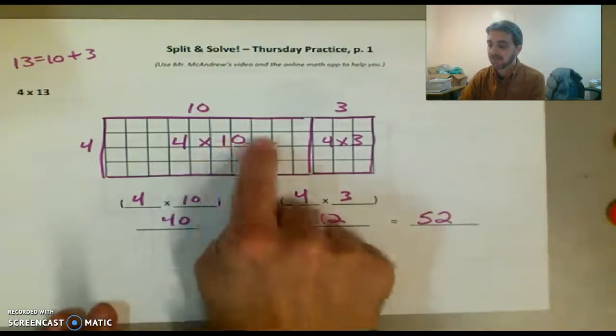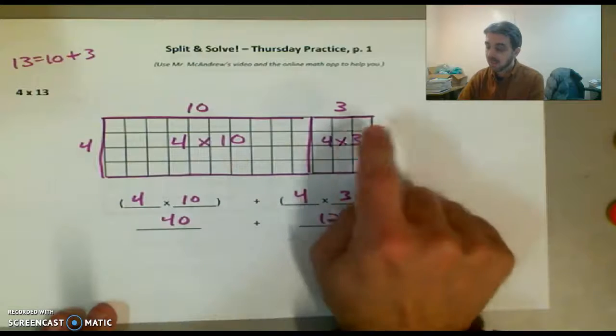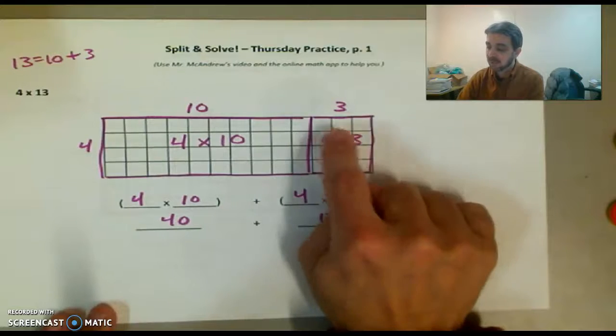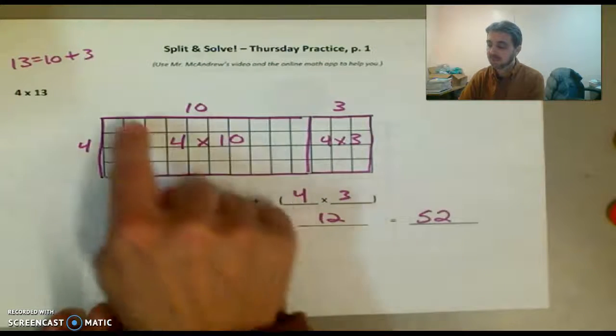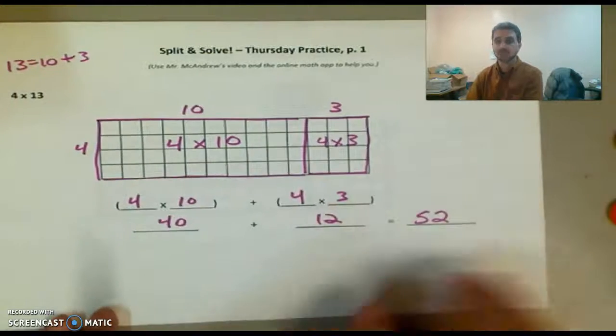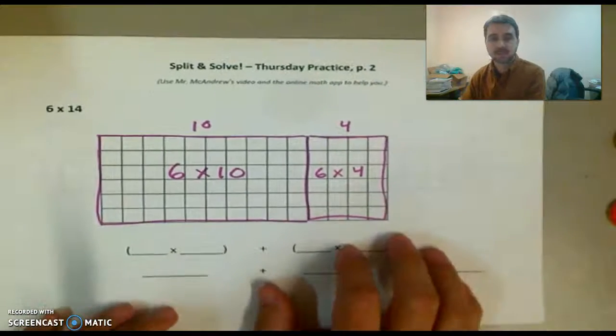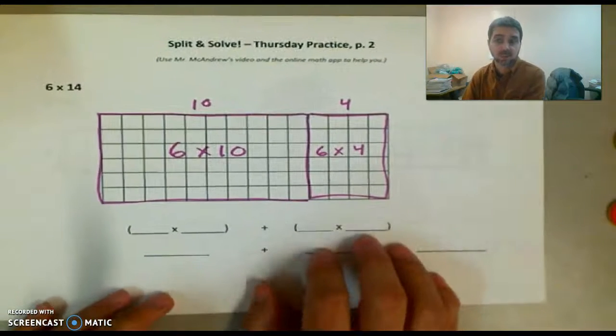So we have 4 times 10, which is 40, and there's 40 squares. If you count this, there's 40 squares. And we have 4 rows of 3 here: 3, 6, 9, 12, 10, 20, 30, 40. Okay, so this is what number 1 should look like, the first page. The next one will look like this. And again, this will be exactly how it looks on the computer.